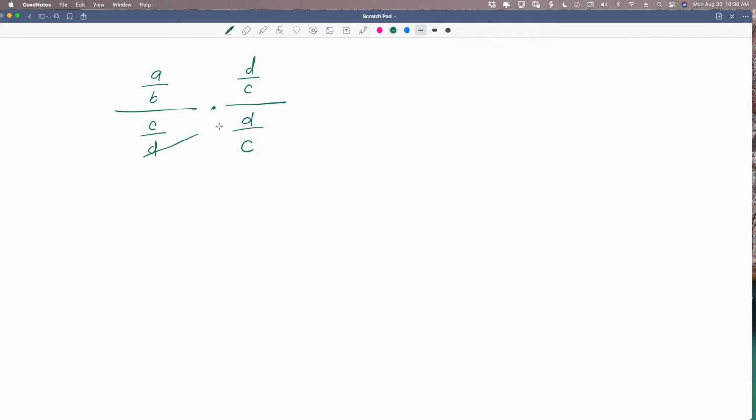And what happens is these two cancel out here, and this becomes 1 in the bottom. So what we end up with is A over B times D over C. So our answer is AD over BC. And that is the result.